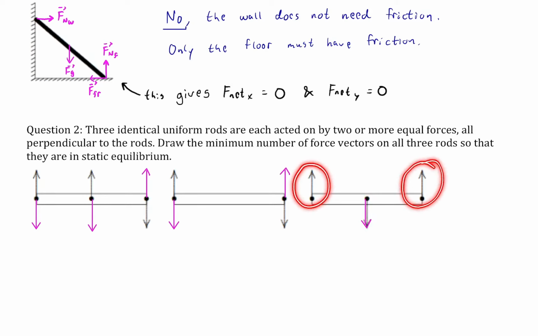Because these two forces here are already balancing each other in terms of torque. This one wants to create a clockwise rotation. This force wants to create a counterclockwise rotation. So they cancel out in terms of torque. This one doesn't create any torque because we can consider the pivot right there.